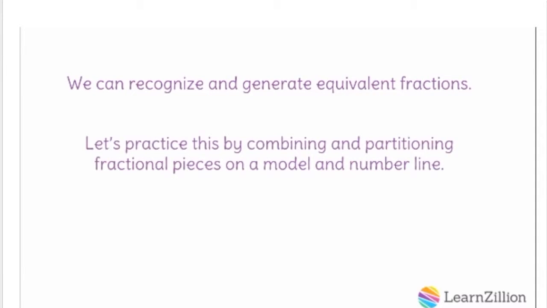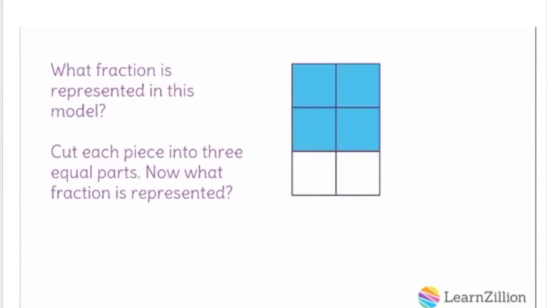We can recognize and generate equivalent fractions. Let's practice this by combining and partitioning fractional pieces on a model and number line. What fraction is represented in this model? This model represents sixths because there are 6 equal pieces to make a whole. 4 of those 6 are shaded, so 4/6 is the fraction represented here.